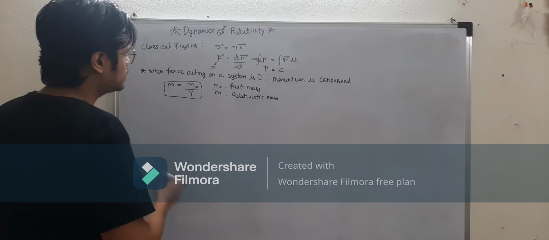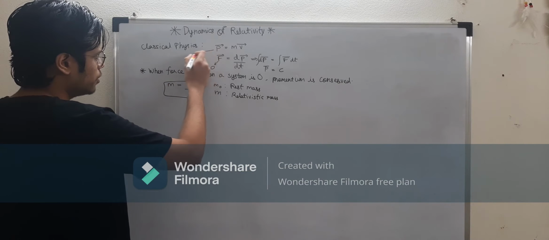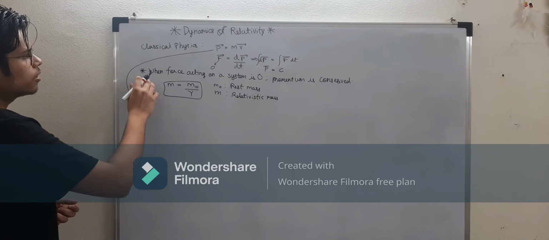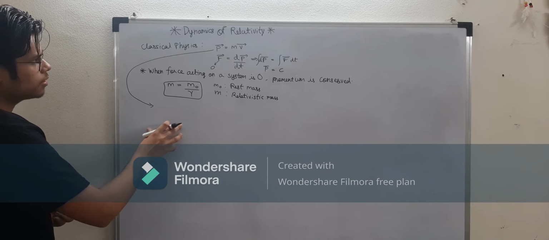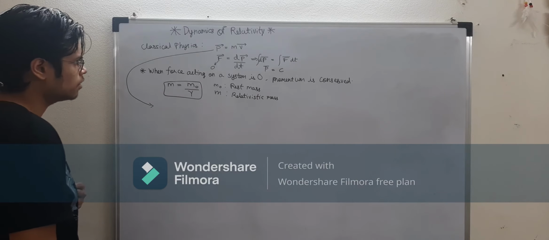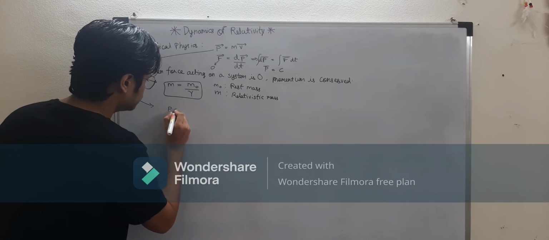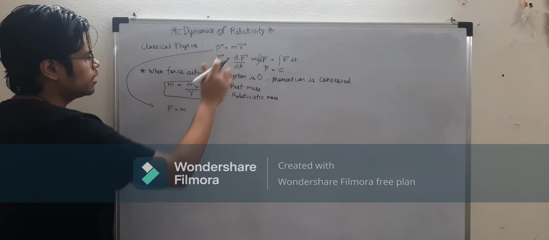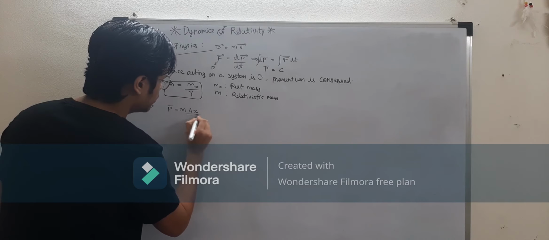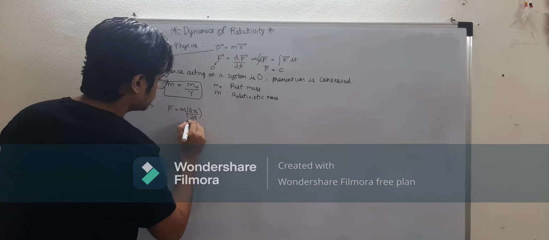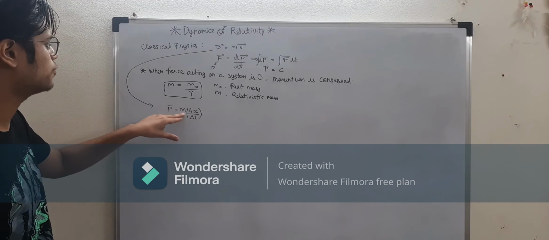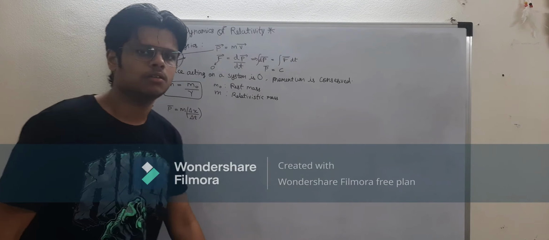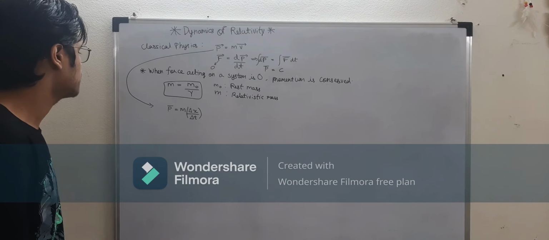So let's say we are working with this expression only, and we want to derive a formula for the relativistic momentum. So let's say momentum is equal to, what is momentum basically? That is m times v vector. Can I write v vector as delta x upon delta t? Rate of change of position is velocity.